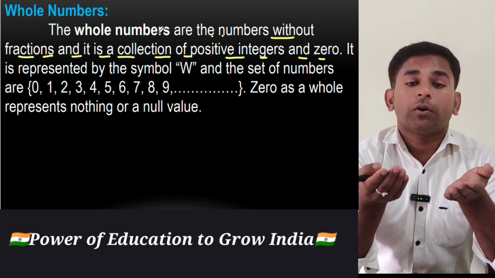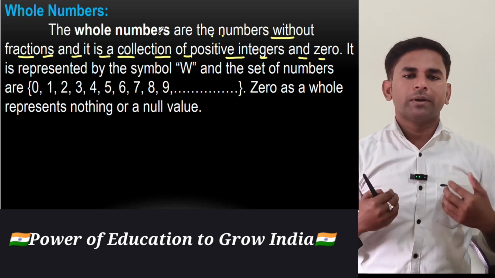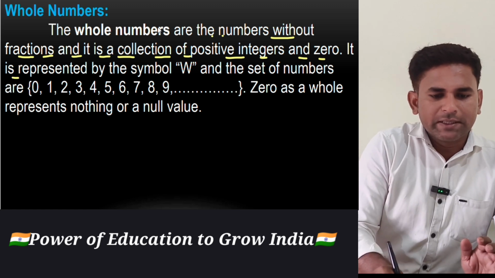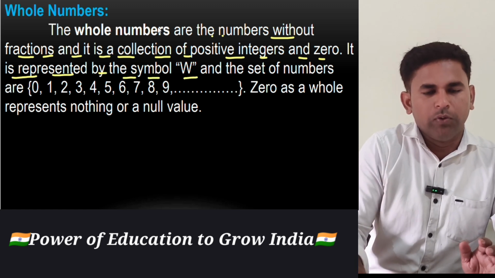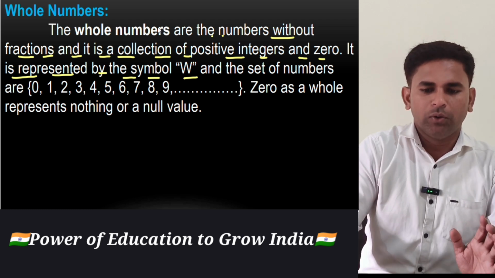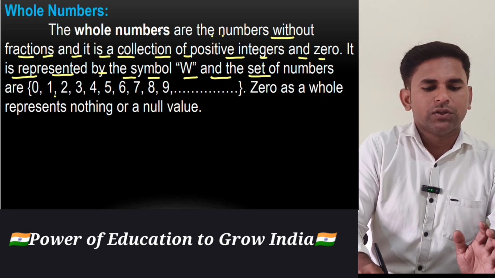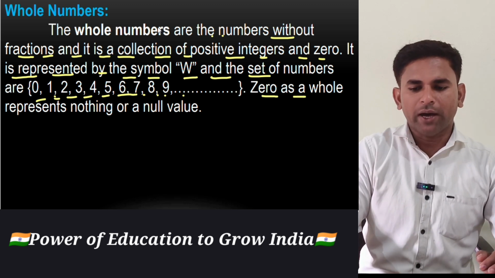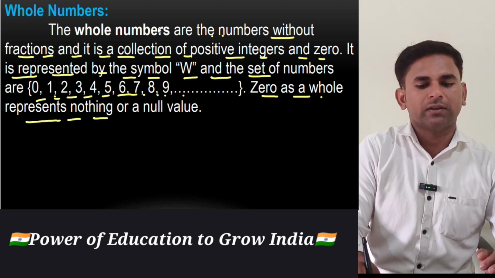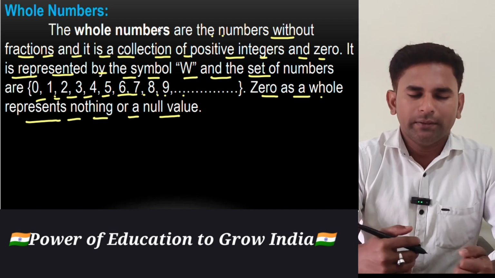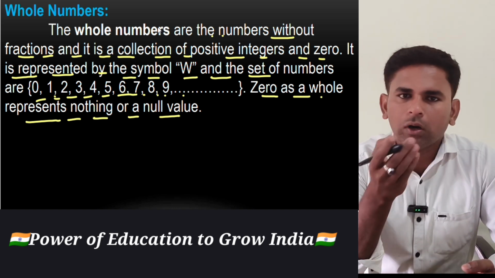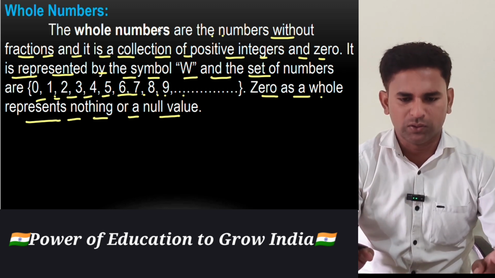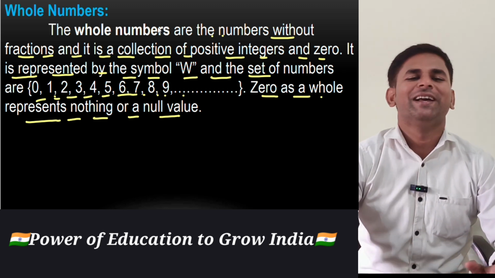But if we talk about whole numbers, then for whole numbers you are going to add 0 also. You can see here it is represented by the symbol W. It means the whole number symbol is W, and the set of numbers is 0, 1, 2, 3, 4, 5, 6, 7, 8, 9, and so on. It means 0 as a whole represents nothing or a null value. Even 0 we consider a whole number, but it has no value. It means null value. 0 means 0. So they are telling like this.